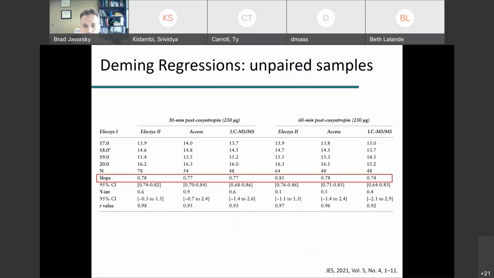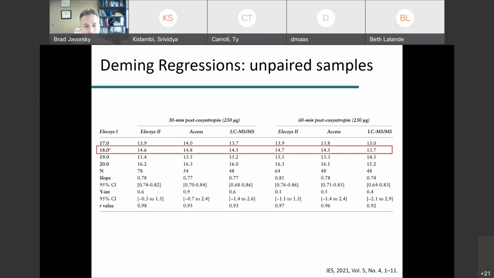If it was 1, then you'd expect 18 on the old assay to be 18 on the new assay, but because the slope is less than 1, there must be a difference between the values. So if you look at 18, this cutoff that's very commonly considered the cutoff for adrenal insufficiency, on the newer assays, the cutoff would be closer to 14 or 15 based on that slope.